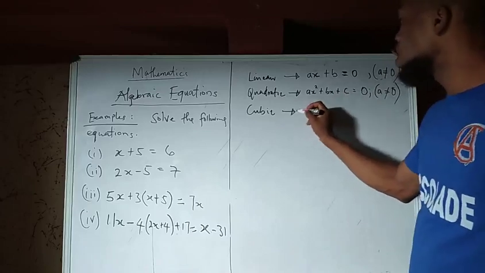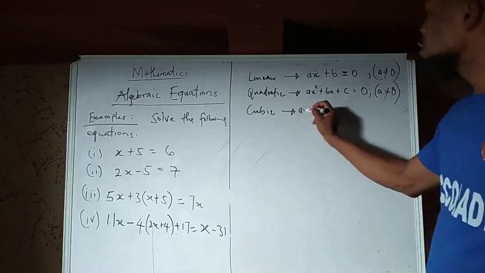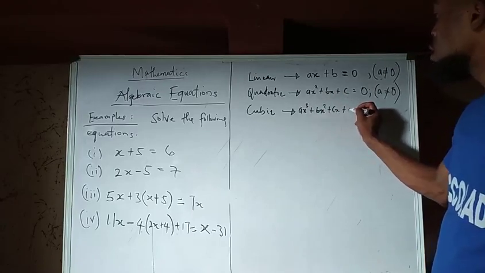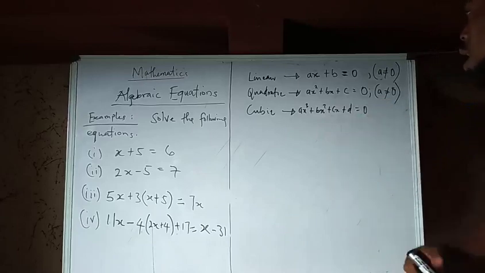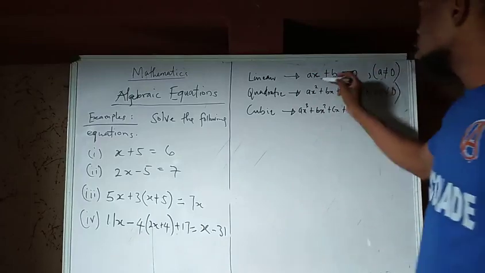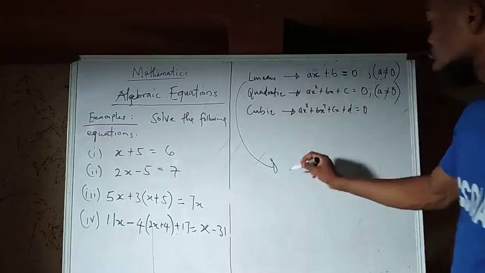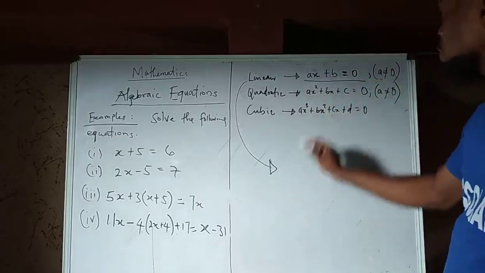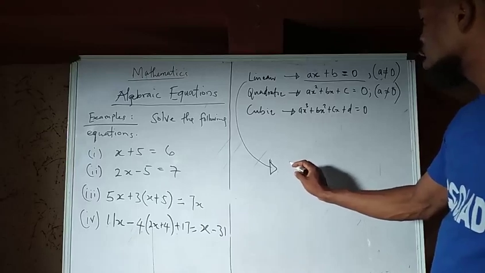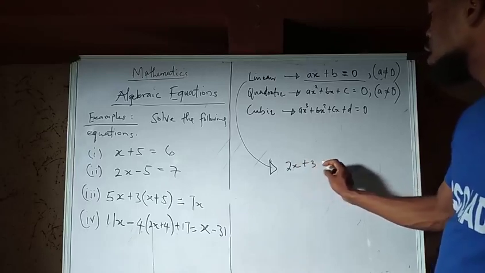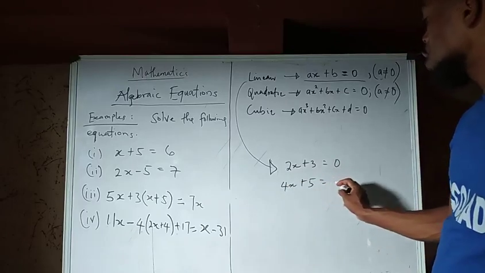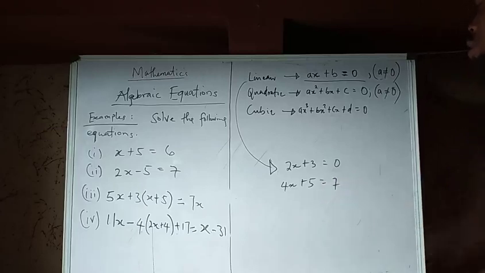Okay, so this is for a cubic equation. A cubic equation will have this form: x cubed plus bx squared plus cx plus d equals 0. So these are the forms of those different equations. But talking about a linear equation, when we say it has this form, what it means is that we are going to have, let's say, 2x plus 3 equals 0, or 4x plus 5 equals 7. Stuff like this.